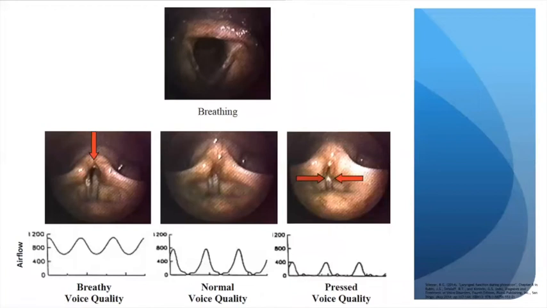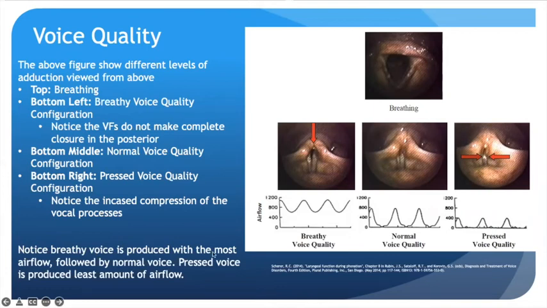Okay, so now we're looking at breathy. You can see there's a posterior gap there, allowing airflow to happen all the time. So you're losing a lot of airflow, and you're going to run out of gas. You're going to run out of air volume pretty quickly with a breathy sound. Then you've got normal, so you've got complete closure. And with pressed, you've got complete closure, and you might have some supraglottic squeezing that's happening also. So again, breathy voice is produced with the most airflow, followed by normal voice. Pressed voice is produced with the least amount of airflow.